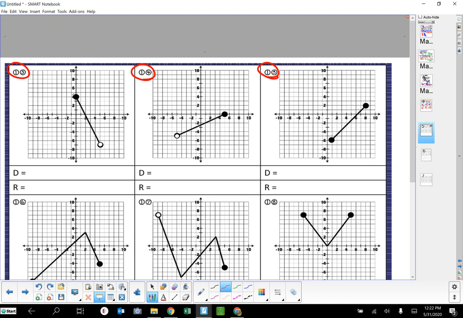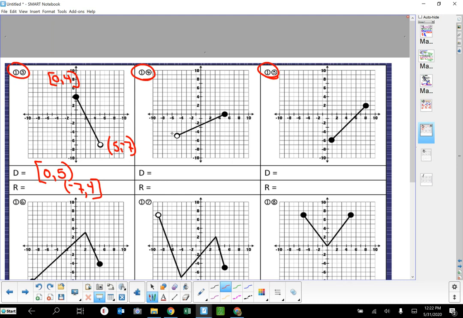Okay, so these guys, if you labeled these, this one is 0, 4. If you have trouble labeling ordered pairs, this is really difficult for you. And this is going to be 5, negative 7. And so our domain here is going to be 0 to 5, bracket paren. And our range is going to be negative 7 to 4, paren, bracket.